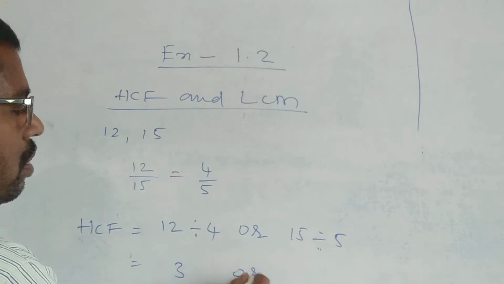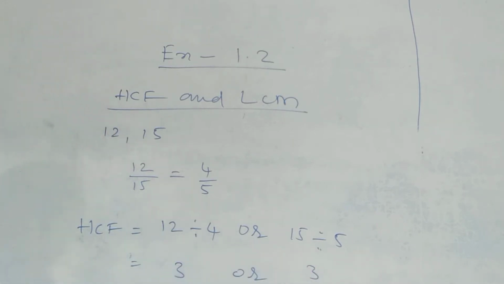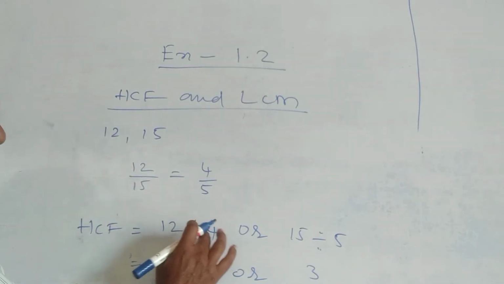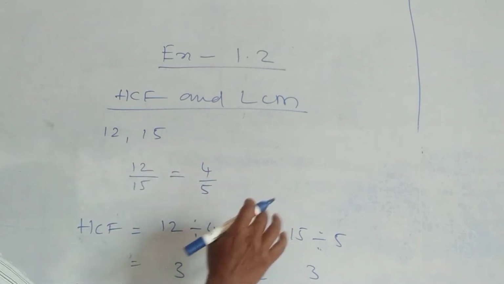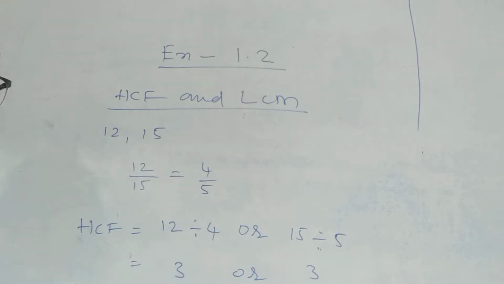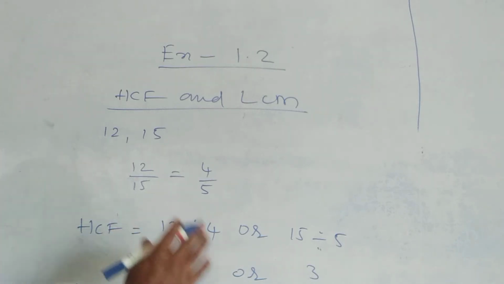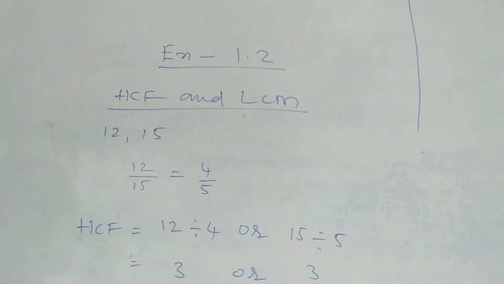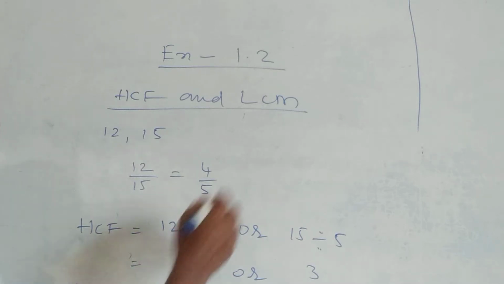What is the answer now? 3 or 3. If you want to find the LCM, we can cross multiply. 12 into, this means divide with the simplest factor. This is why division, a very simple question. We have to select it in the simplest manner. So we have to divide and multiply with that one.